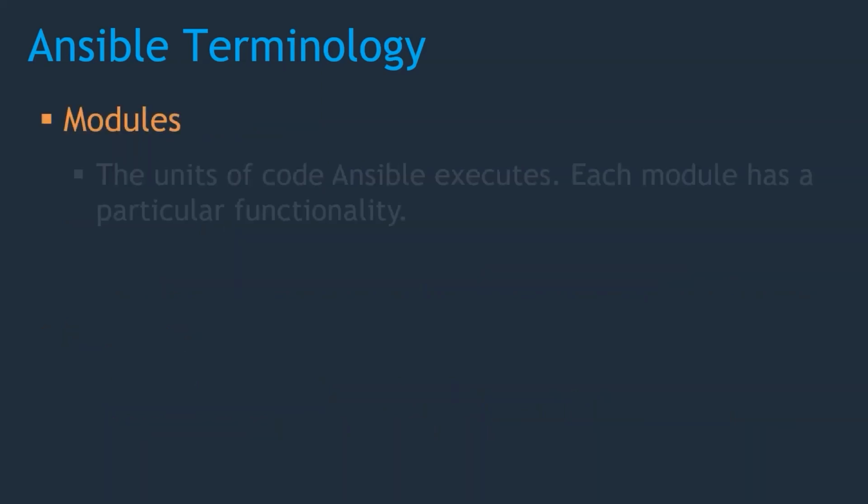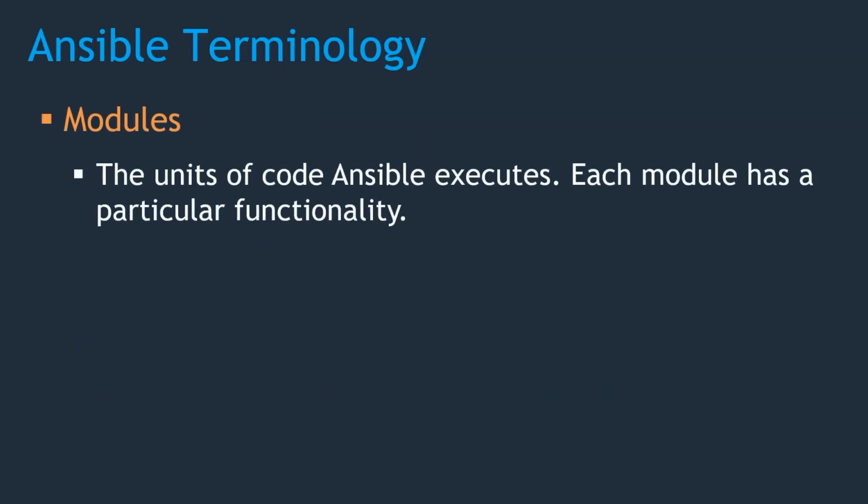Next, modules. The unit of code Ansible executes. So it is Ansible executable code. Each module has a particular functionality. If we use that module, we get some feature. Just a quick example. Assume that I want to copy a file from my Ansible system to another location. Then I can use a module called copy. Copy is one of the modules that comes with Ansible. So it's like a command.